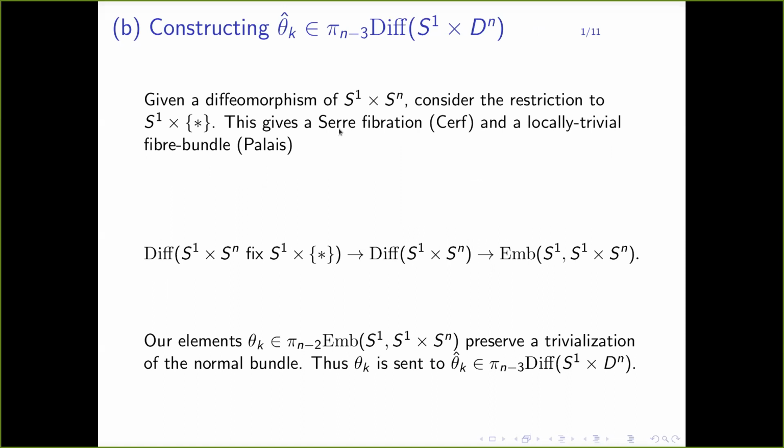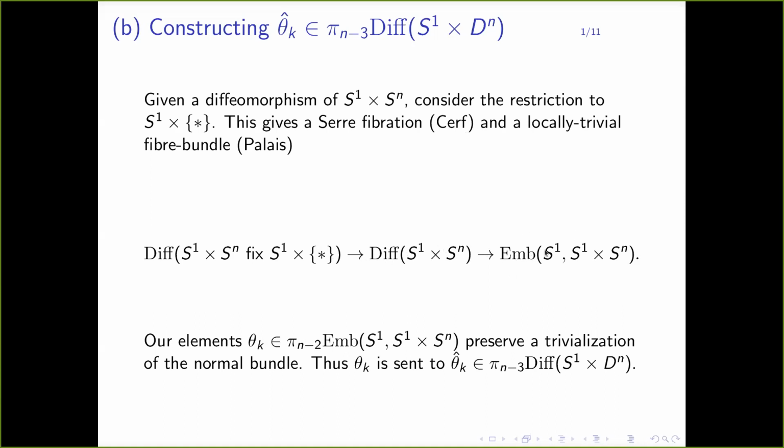So how do you construct diffeomorphisms from this family of embeddings? Given a diffeomorphism of S1 cross Sn, you can restrict it to S1 cross a point. That's a map which ODE theory tells you is a Serre fibration. That was proven by Serre in his dissertation, and then Palais went on to show that it's a locally trivial fiber bundle. So you get this locally trivial fiber bundle by taking an arbitrary diffeomorphism of S1 cross Sn and restricting it to the vertical S1 cross a chosen point. That gives you an embedding here.